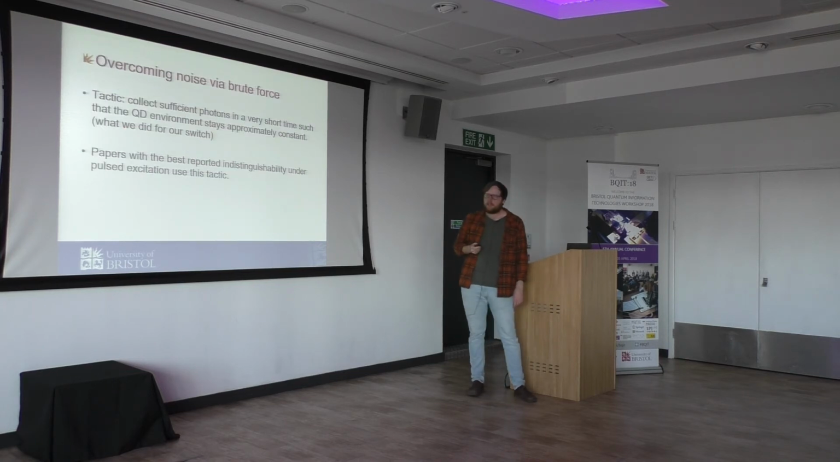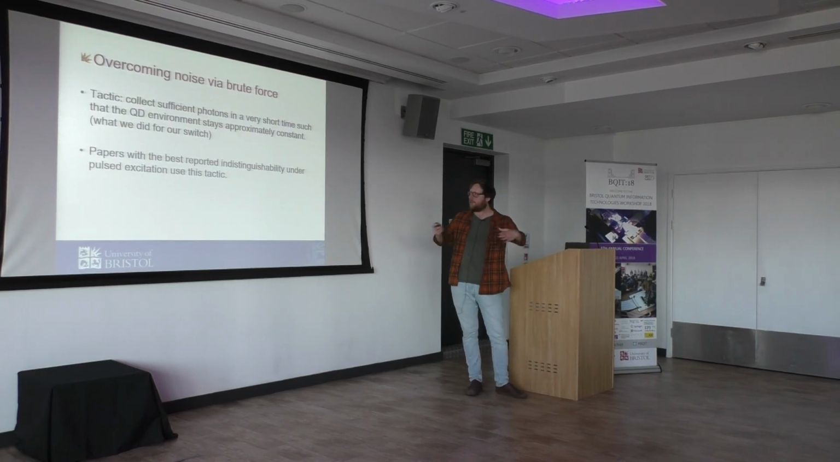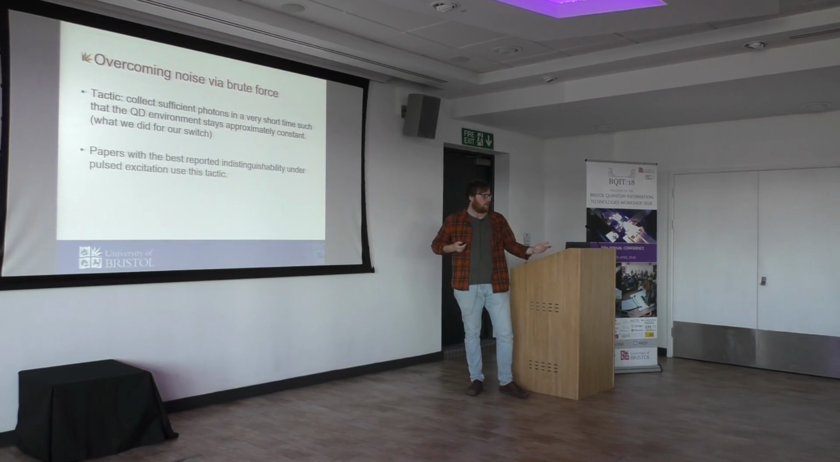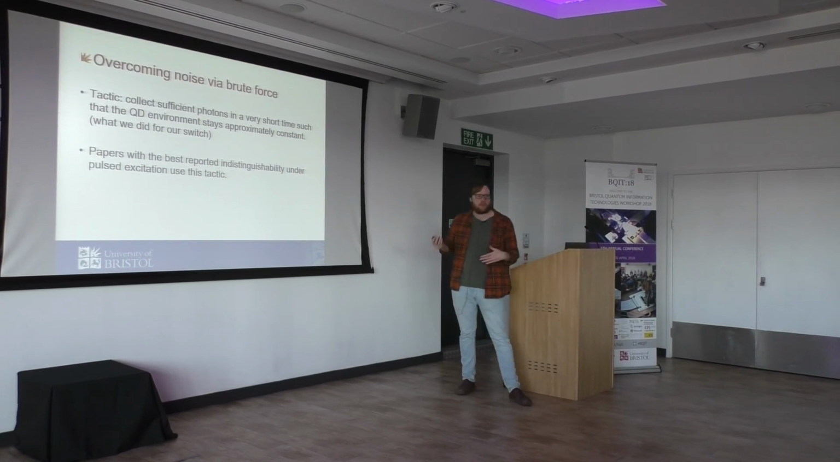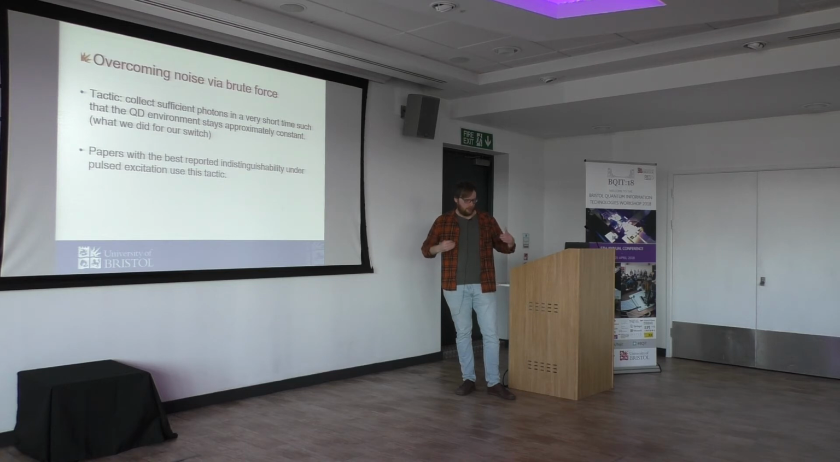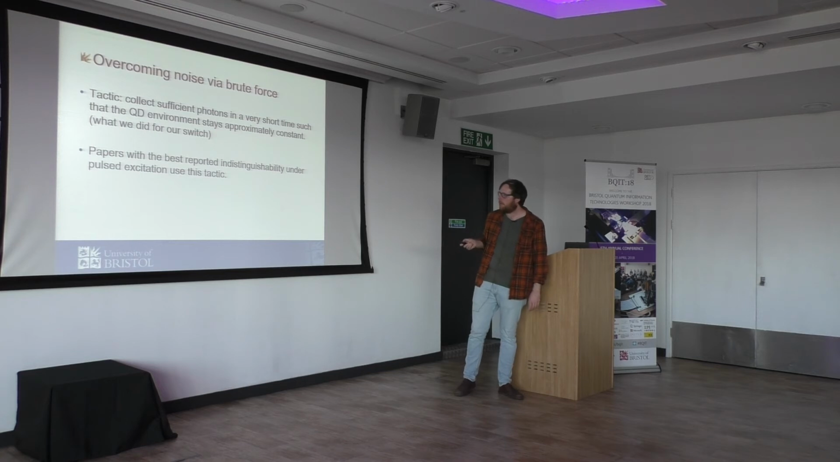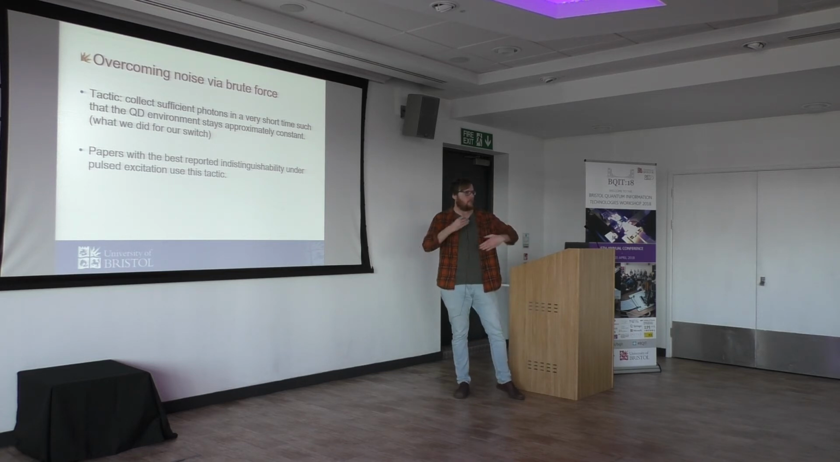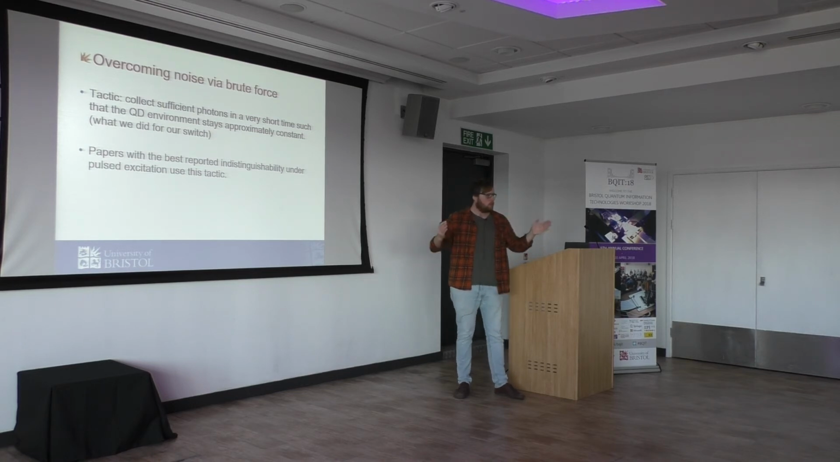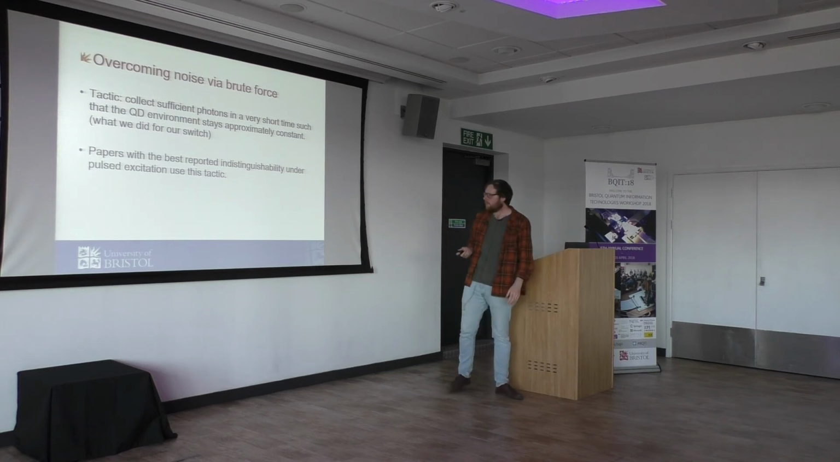So what that means is one route to get through this spectral wander noise is brute force. So the tactic is these systems are so bright that you can collect so many photons in a very short time window that the quantum dot environment hasn't had time to shift to a new configuration. And that's what we did basically in that switching data I showed you. And it's actually how people get the best reported indistinguishabilities from the single photon sources in the pulse regime. They're really interfering two photons that have been produced only a few nanoseconds apart in time, so the quantum dot environment hasn't had time to mess up.